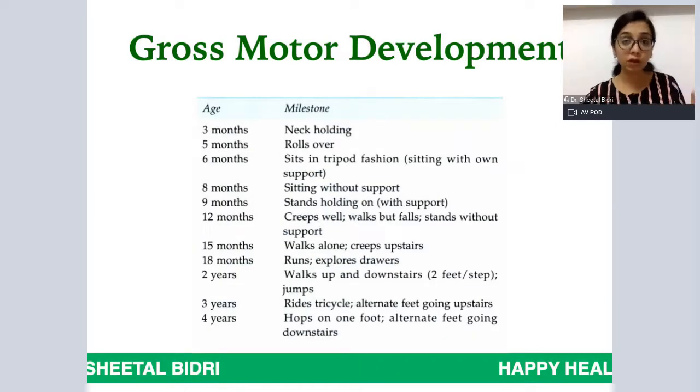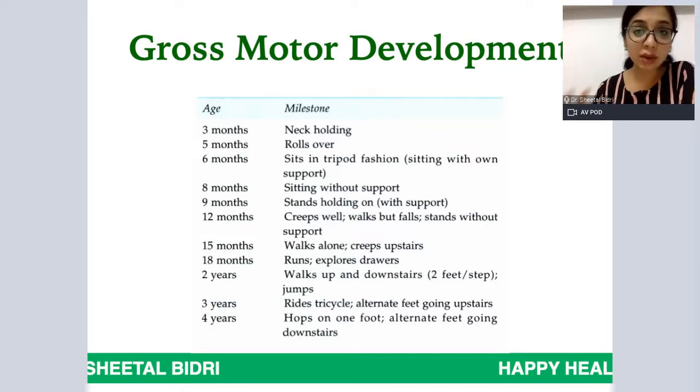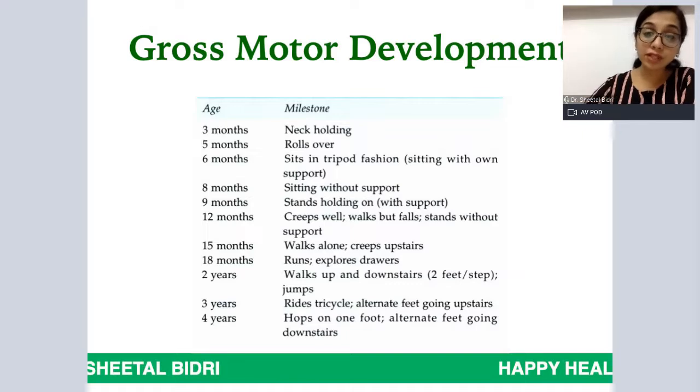So just an overview of it is, by 3 to 4 months, neck holding is okay. By 5th month, the child is rolling over, and by 6th month, the tripod fashion of sitting is taken by the child. By 8th month, without support, he can sit, and 9th month, he can stand with the support. Some children are walking by 9th month nowadays, but ideally, by the first birthday, which is 12 months, they are able to start walking and stand without support.